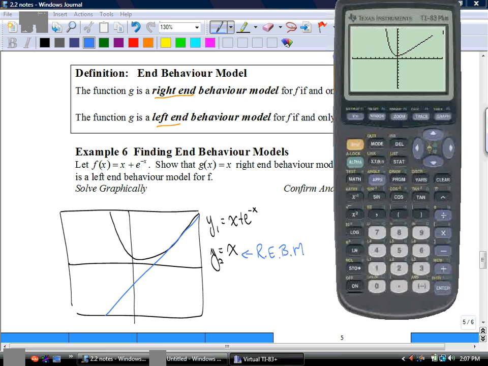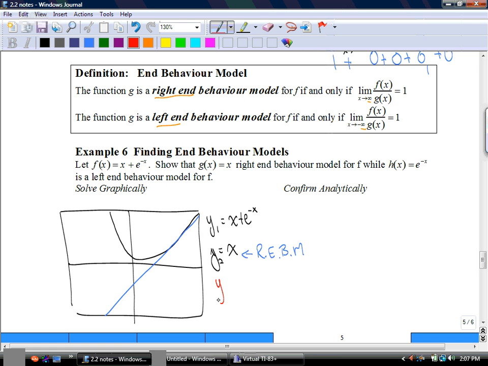Right-hand behavior model. So there's x plus e to the negative x. There's e to the negative x. So the graph of y equals e to the negative x looks like this. Is e to the negative x a left-hand behavior model or a right-hand behavior model? Why?